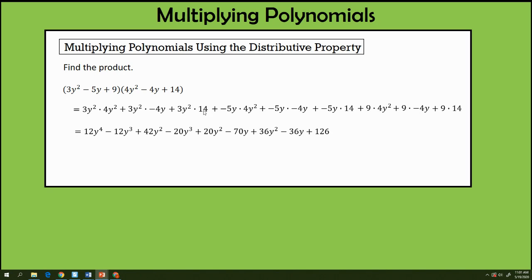3 times 14 is 42, y squared. Okay, negative 5 times 4 is the negative 20, y to the first times y to the second. Add exponents, y to the third. Okay, negative 5 times negative 4, positive 20, y times y squared. Negative 5 times 14 is negative 70, y. 9 times 4 is 36, y squared. That's this one. 9 times negative 4y is negative 36y, and then 9 times 14 is 126.